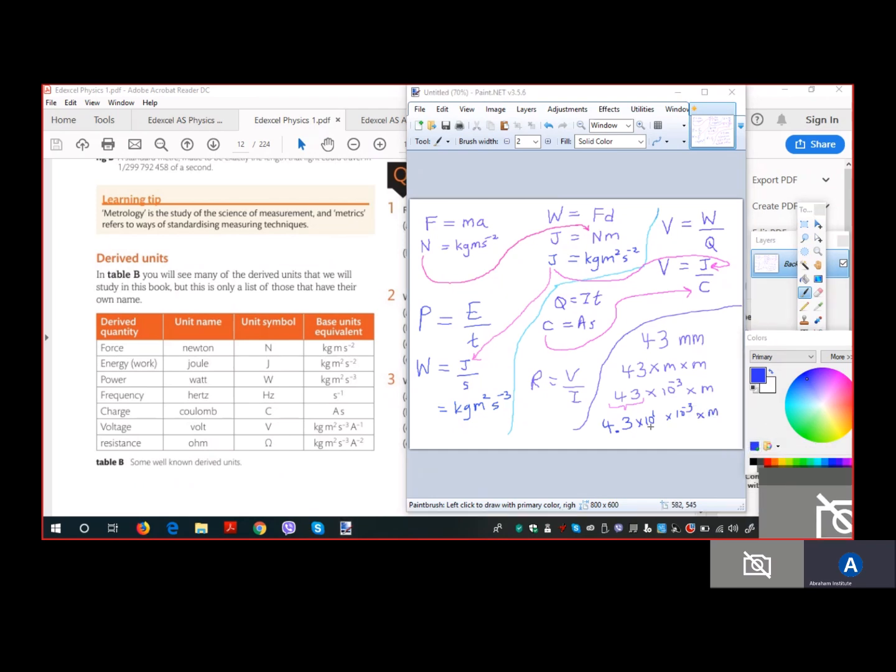Okay. Now what do you see? These two, 10 to the power 1 and 10 to the power minus 3. So what do you do when you multiply? You add the powers. So it will be 4.3 times 10 to the power minus 2. Yes, 1 minus 3, which is minus 2 meters. Is that clear? Yes, sir. Okay, so like that you can do the other questions. You have to be familiar with the table of metric prefixes.